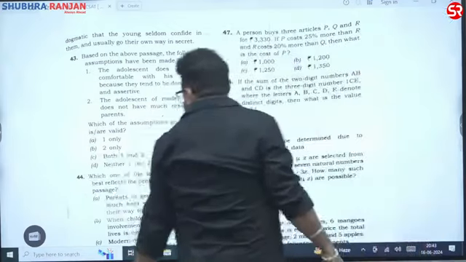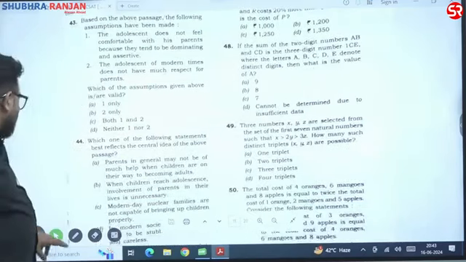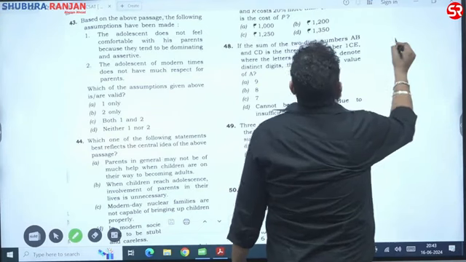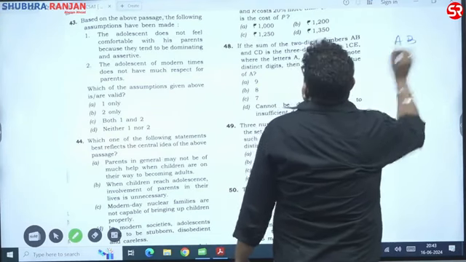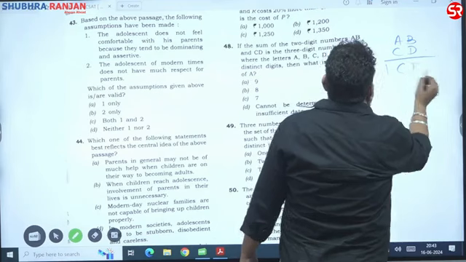This is a very techy question, the next one. It has taken a lot of brains out of a lot of people. Many of the people have left this question. He says a sum of 2-digit AB and CD is equal to 1 CE.